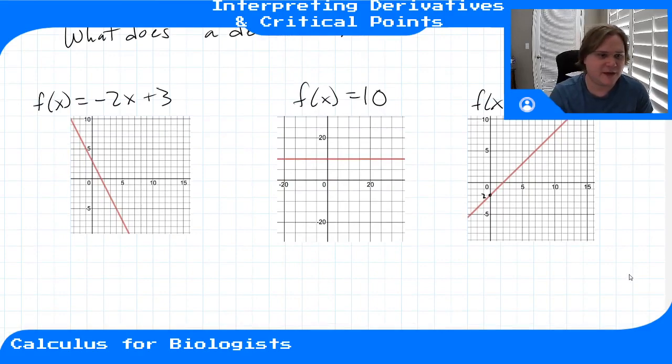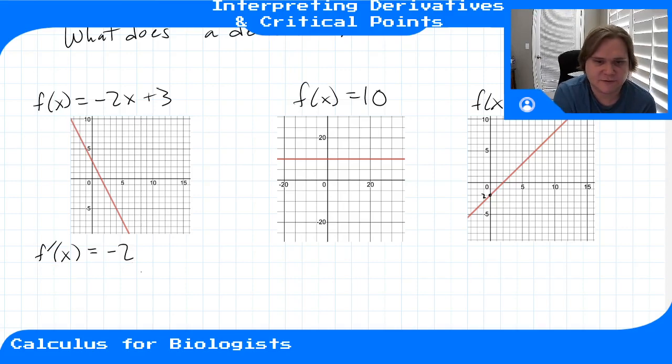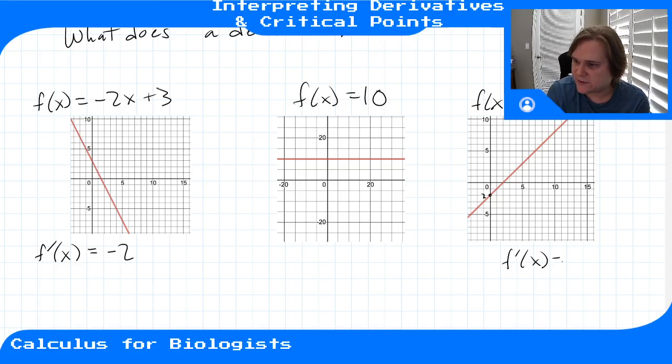Go back and watch the last couple of videos if you want to see the whole derivation of where this comes from. But right now I'll just jump to the answer. So here, f prime of x is just negative 2, the slope of this line. Here, f prime of x is equal to 1, which is the slope of that line. And here the slope is 0, so the derivative is equal to 0.